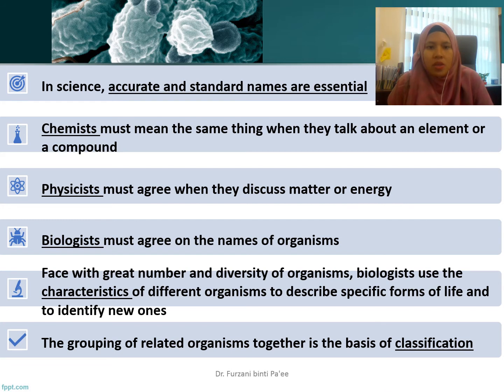Alright, so in science, accurate and standard names are essential. It's true, because if we talk about the same thing, we have to know the name of that. For example, chemists must mean the same thing when they talk about an element or a compound, or any chemicals or reagents. We need to know we are talking about the same thing.